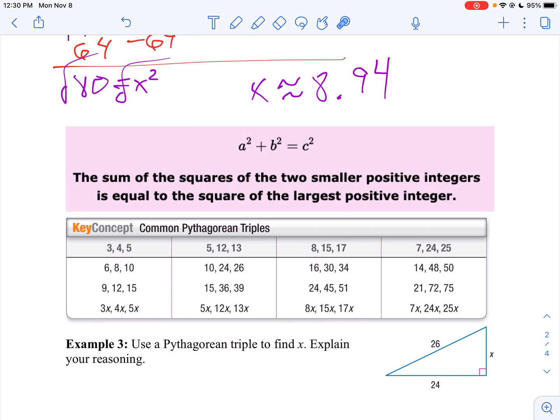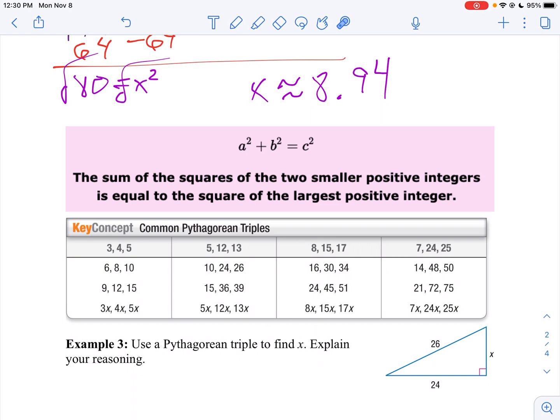Another common Pythagorean triple is 5, 12, 13, or 8, 15, 17, or 7, 24, 25. Now notice, I also can have multiples of those. So if I multiply everything by 2, I'd have 6, 8, and 10. Multiply everything by 3, I'd have 9, 12, and 15. So these are just nice whole numbers.